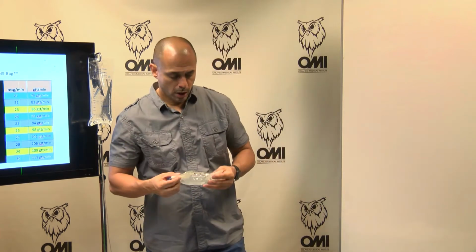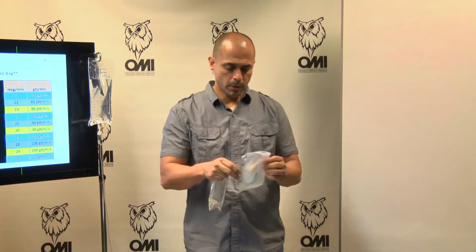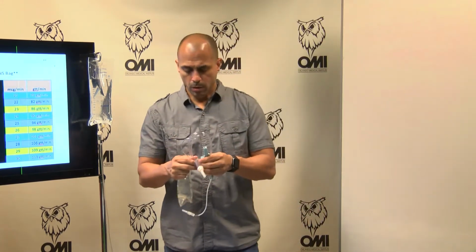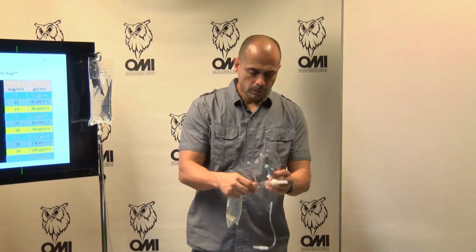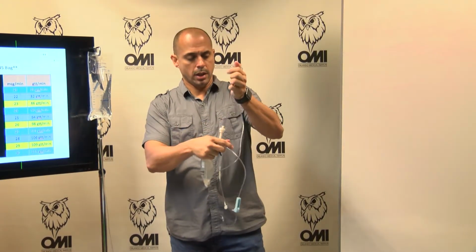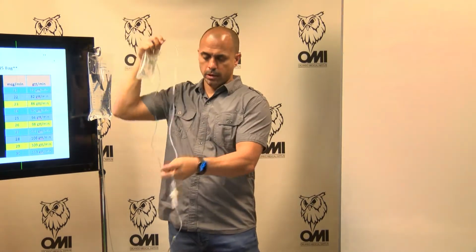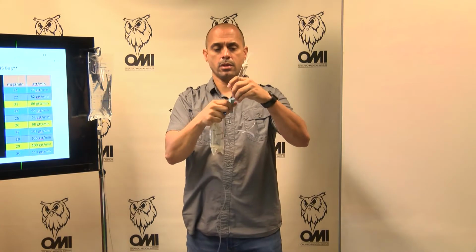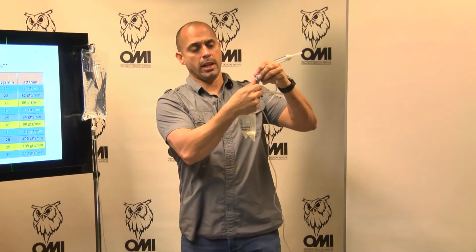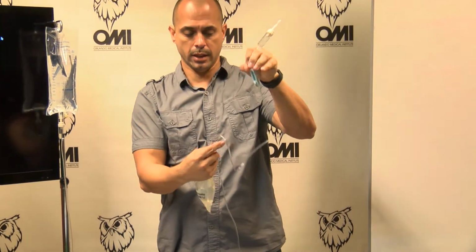Now I'm going to show you a nice, professional and easy way to spike your bag. So open up your administration set. What I like to do is move my drip controller all the way up to where my drip chamber is. As you can see, it's nice and close to my drip chamber, and shut it down. Lock it completely down. As you can see, the wheel is completely locked down.